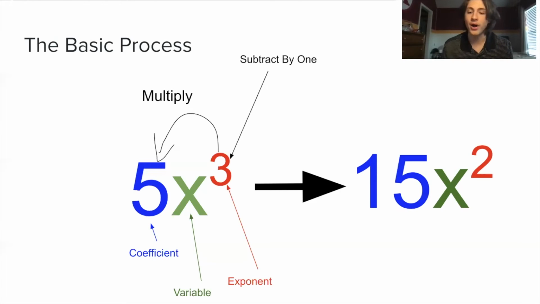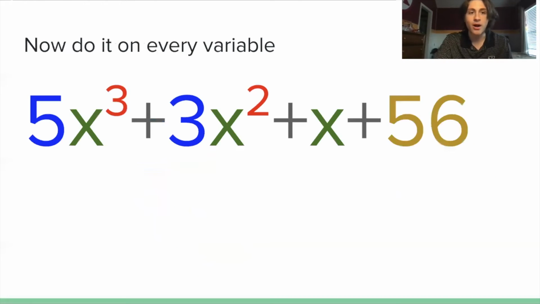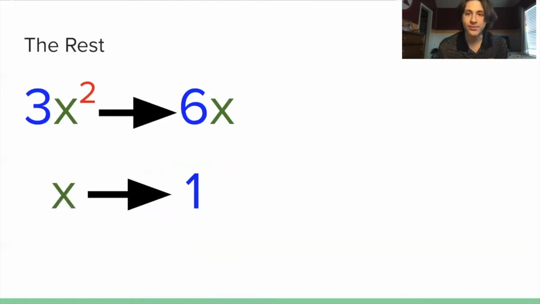And so to do it on a polynomial, you just do it on every single term. As you can see, you'll just do those steps on every single one. As you see on the rest of the polynomial terms, 3x squared turns into 6x because it's 2 times 3 and 2 minus 1. Then it's 6x. That's very simple.